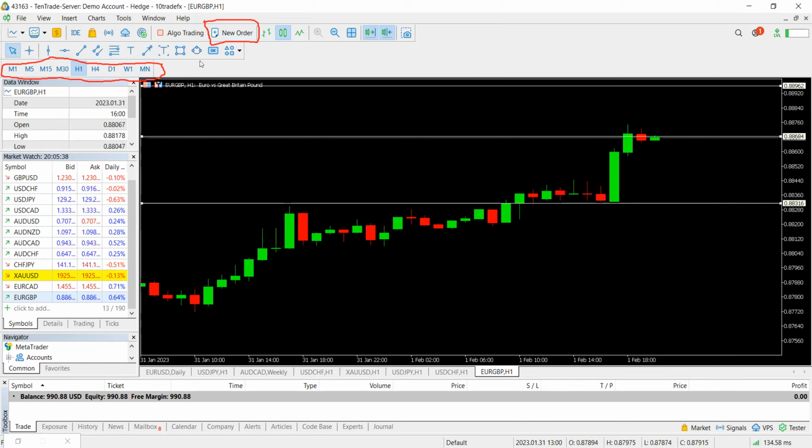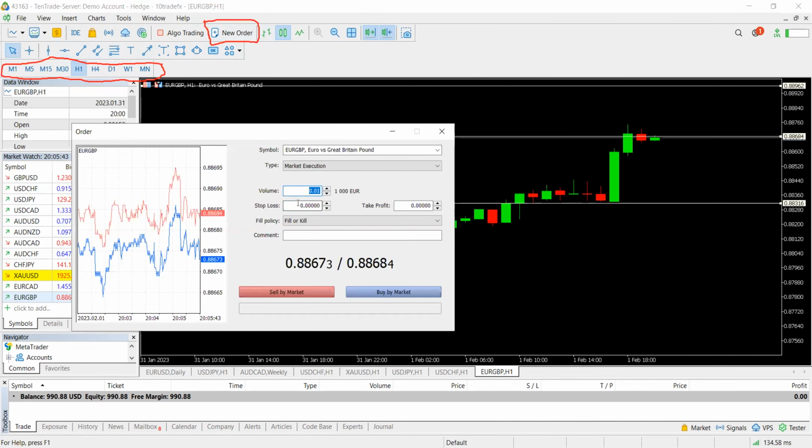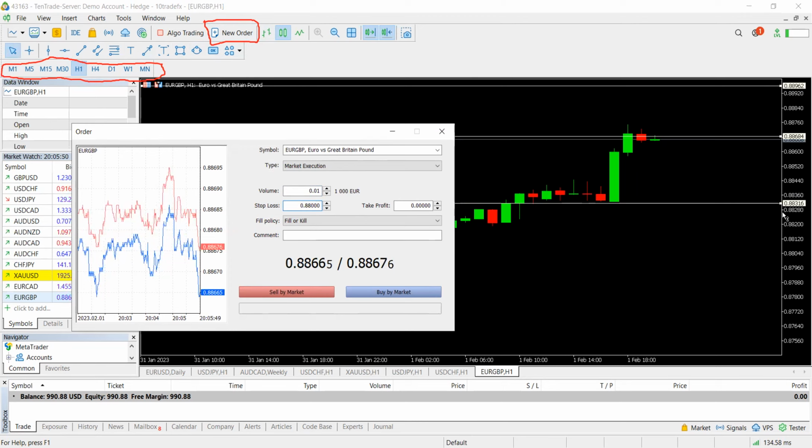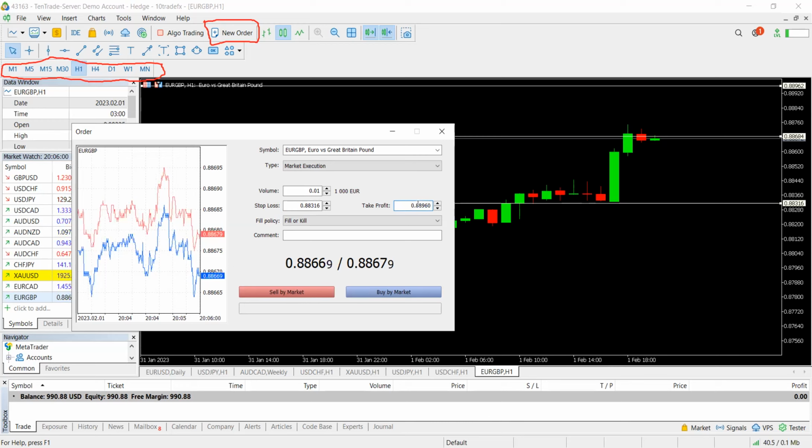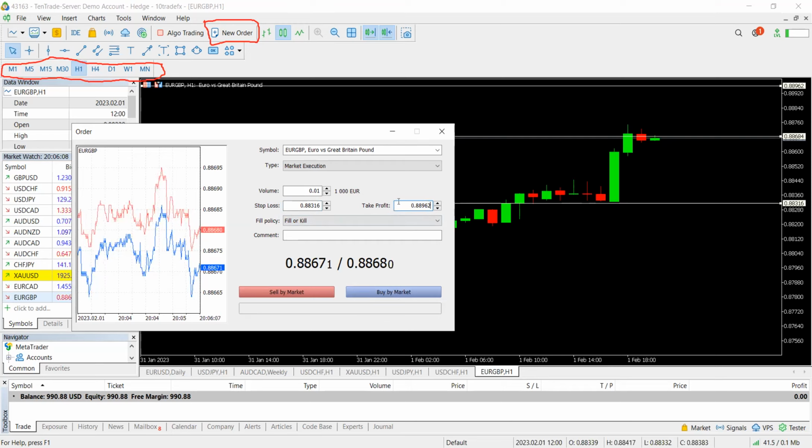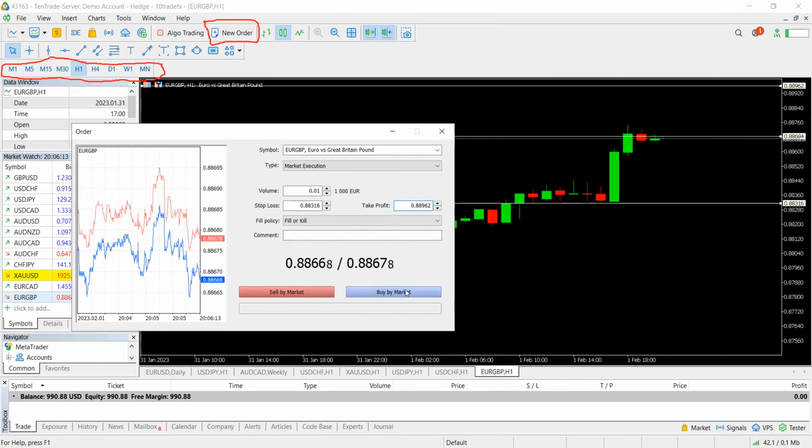Okay, so let me go back to new order. So my stop loss will now be 0.88316, and then my take profit is 0.88962. Once we have that, we click on buy. Remember, we want to buy this particular guy here. So if it's buy, you click on buy. If you plan to sell, you click on sell. But for this case, we are buying.